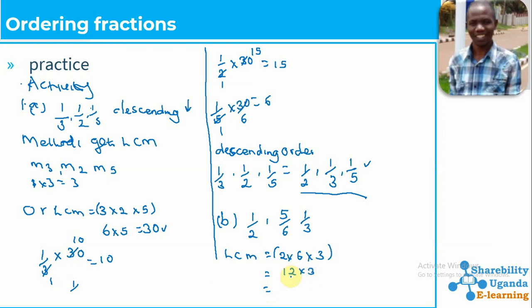3 times 2, 6. We shall have our 6 here. 3 times 2, we have a 6. 3 times 1 is 3. So our answer is 36. Okay, so now we are going to use our 36 as our LCM for these numbers.